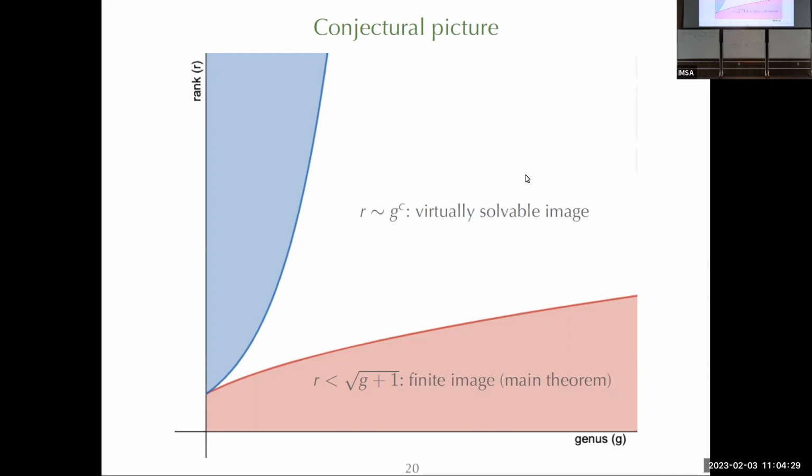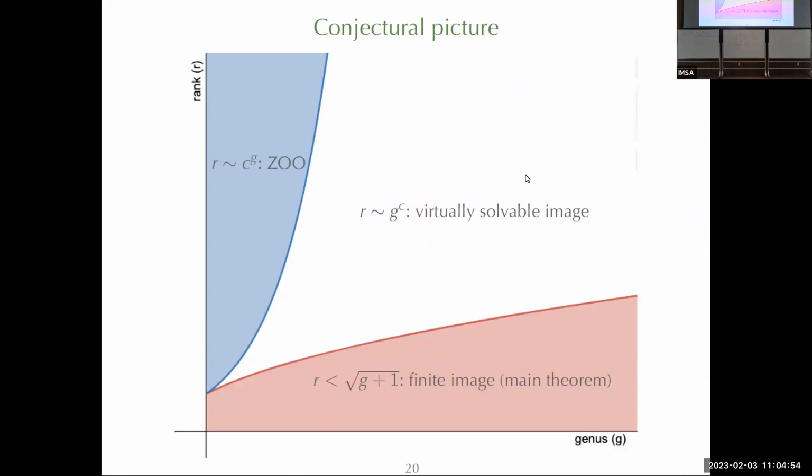All right, so I didn't tell you, but I know how to make a lot of examples of rank polynomial in G where the representation is virtually solvable. This is not a theorem, it is a statement that all the examples I know in this range, where the rank is polynomial in G, have virtually solvable image. If you're interested, I can tell you how to make some examples, but it's a little bit involved.